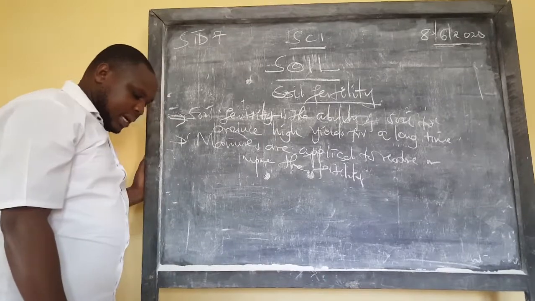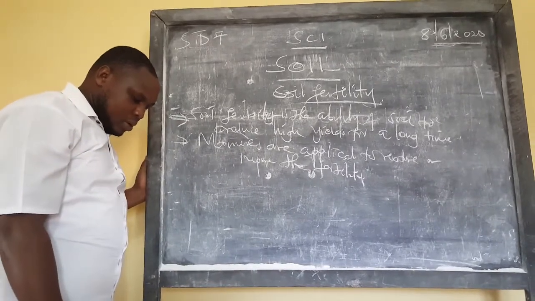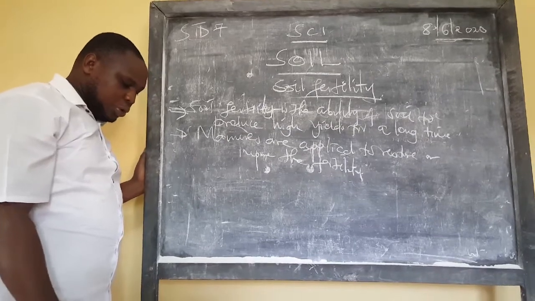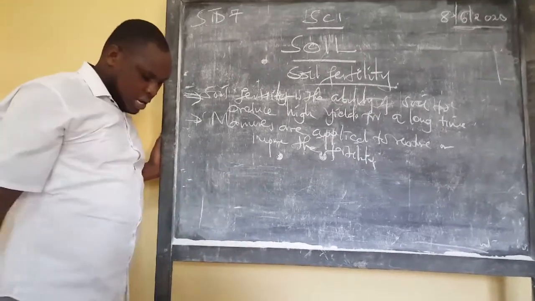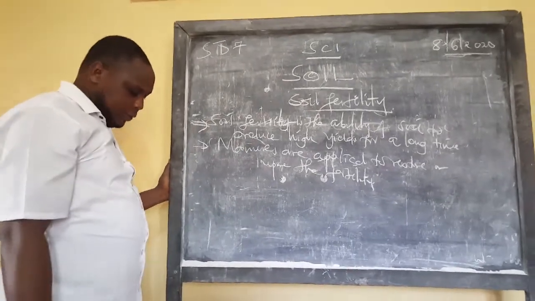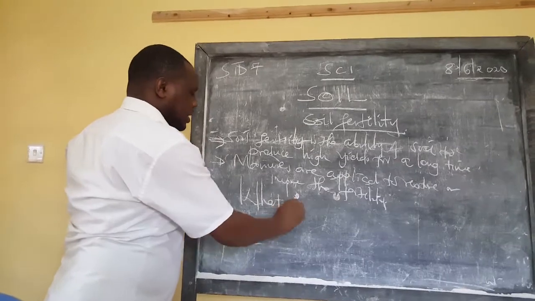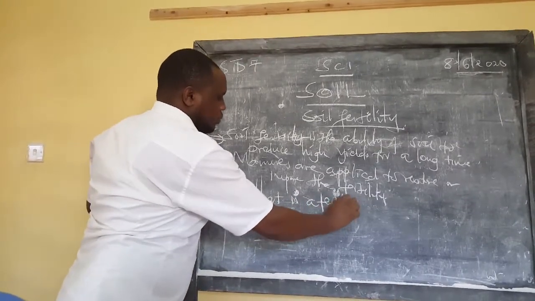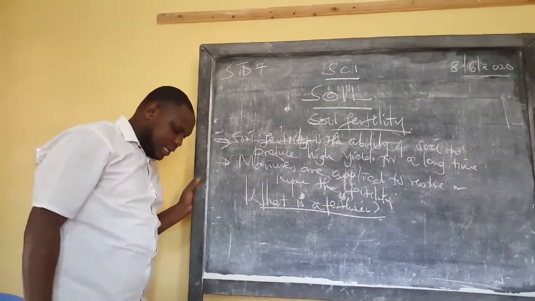So in this case, and in our class 7, number 1, we are going to discuss how to use fertilizers and manures to improve soil. So to begin with, what is a fertilizer? That is what we want to answer. What is a fertilizer? That is the question that we're going to answer.